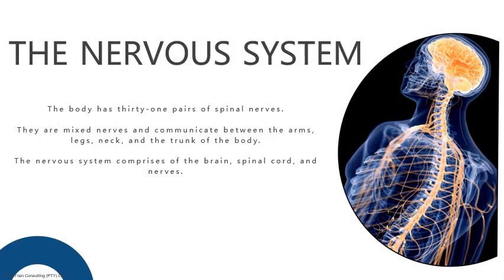The nervous system. The human body is an extraordinarily complex system. The body has 31 pairs of spinal nerves. They are mixed nerves and communicate between the arms, legs, neck, and the trunk of the body. We will discuss the nervous system for the first aider to understand how the body functions when applying first aid methods to an injured person or where a casualty occurred. The nervous system comprises the brain, spinal cord, and nerves.